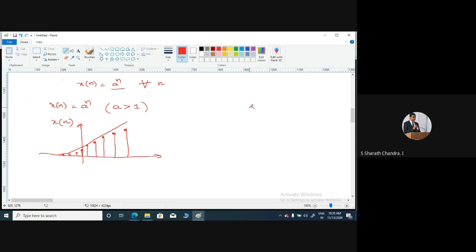Similarly, if a is between 0 and 1, the shape of the signal changes, and we could see that x of n is equal to a power n takes the shape something like this.